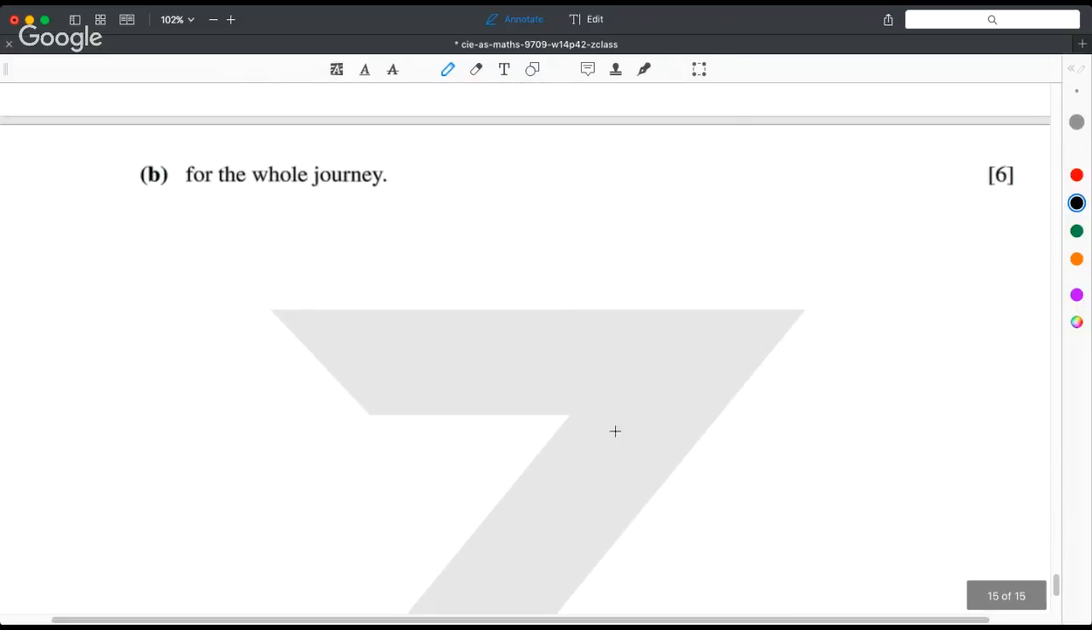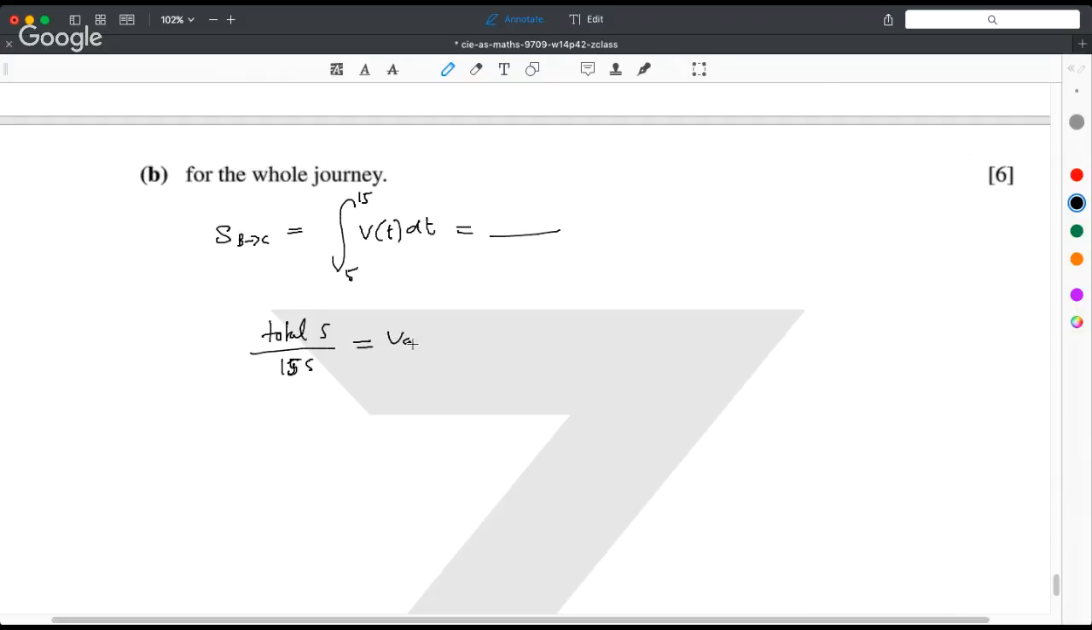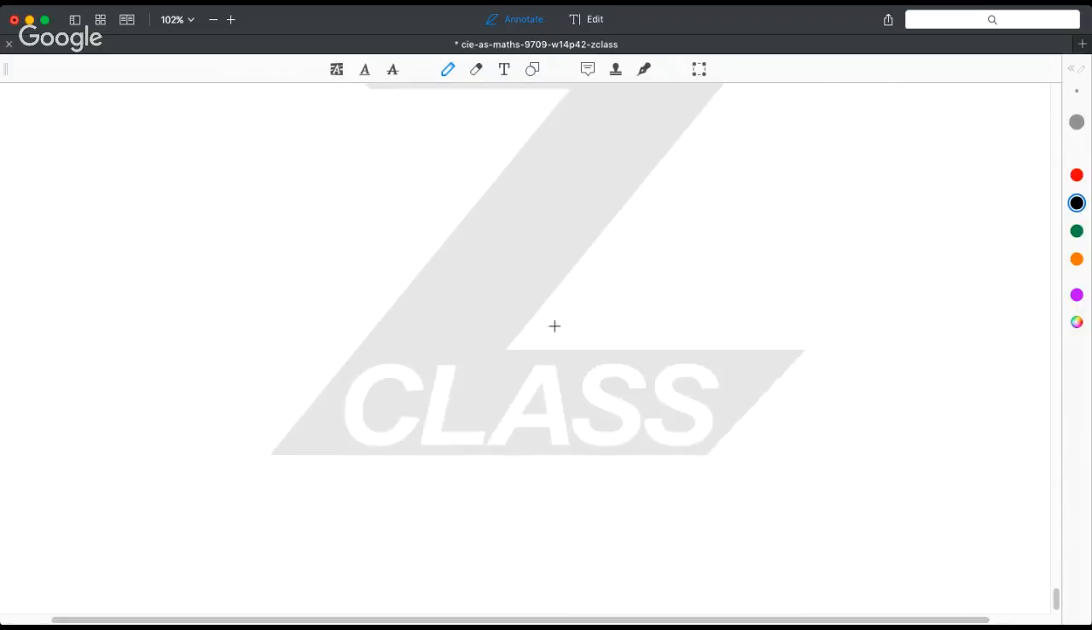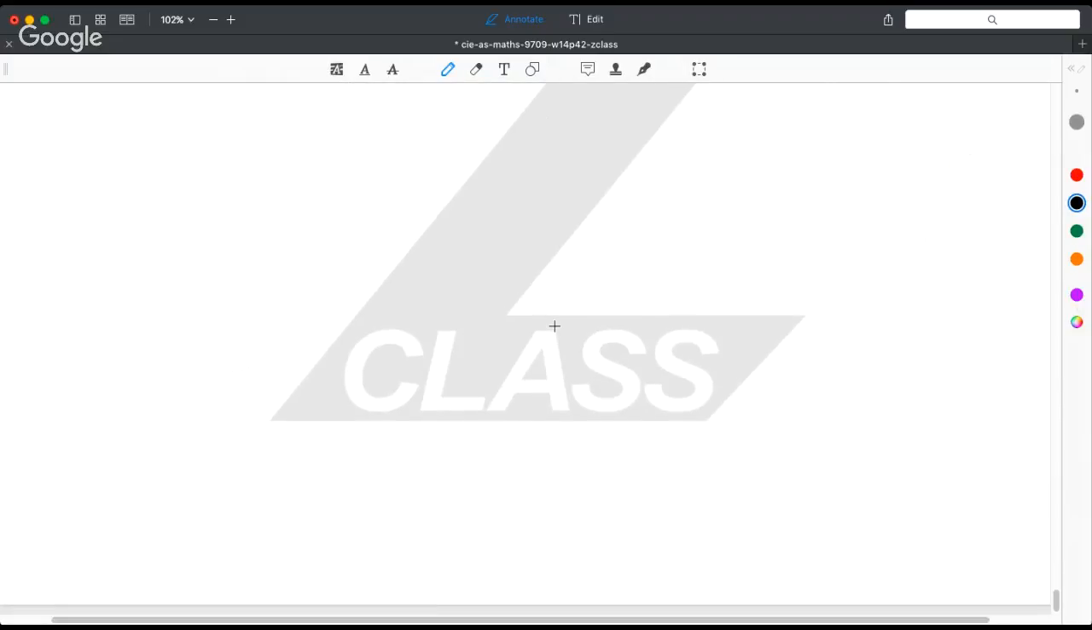Okay, now they want us to do the whole journey. So we have this section already done from A to B, but now we just want to do from B to C. Again, we just integrate V of t dt from 5 to 15. Yeah, 5 to 15. And this is exactly the same procedure as before. You'll get some amount, then you'll have some total S divided by 15 seconds. And this is your V average for the whole journey, which is equal to 3 meters per second. And there we go. That's all done.